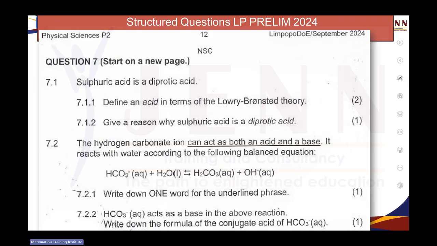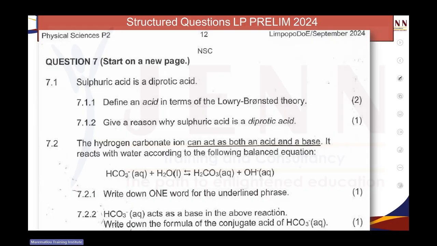Moving right along, let's quickly get to Limpopo. Now we are driving to Limpopo. In Limpopo last year, this is what they asked them. Is sulfuric acid a diprotic acid? Define an acid in terms of the Brønsted-Lowry theory. That's 2 marks. We said it's a must know.